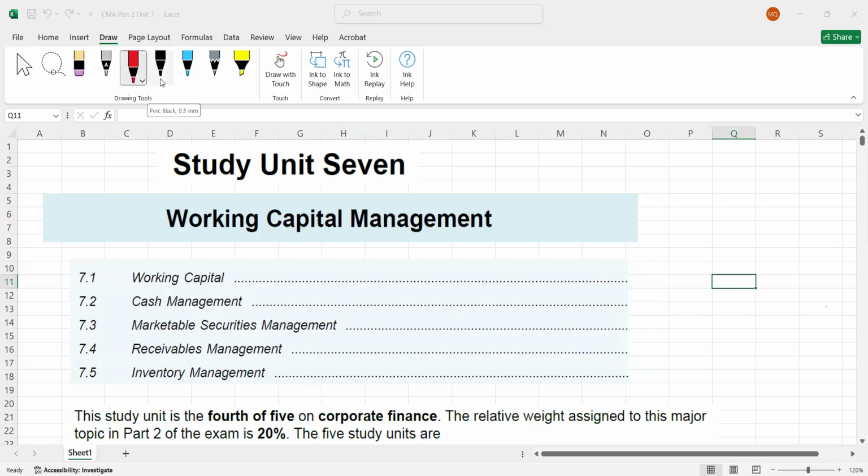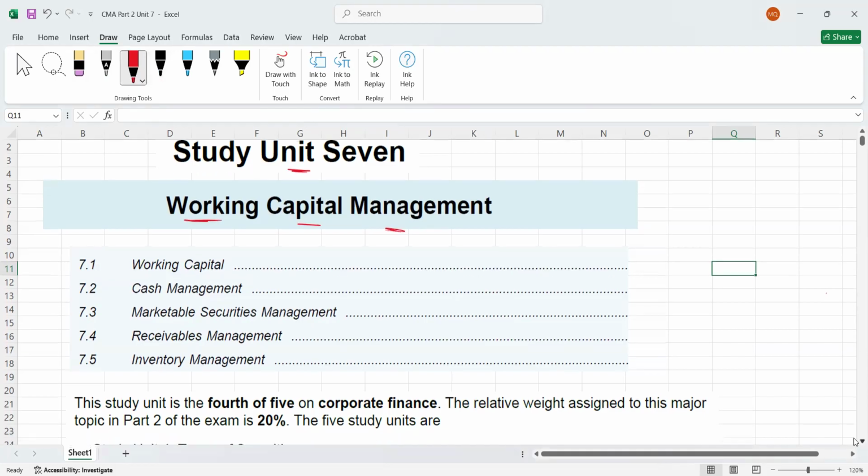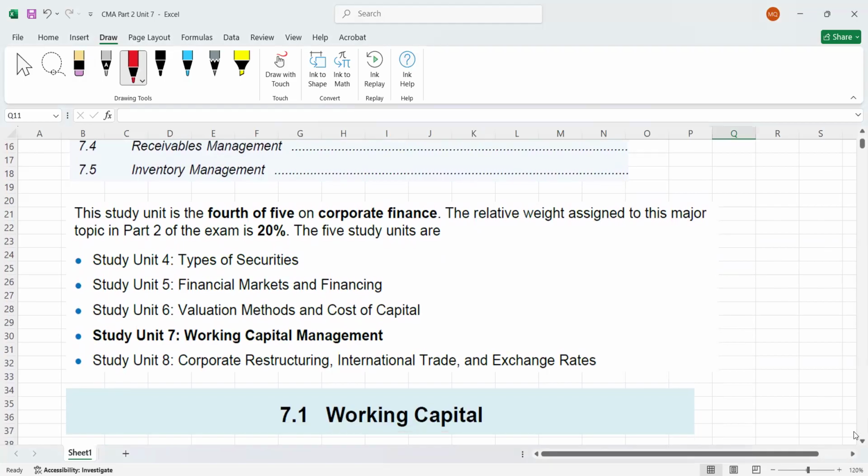So today we are going to talk about study unit 7. We'll start study unit 7, and unit 7 is working capital management. Please remember we are discussing the corporate finance section, and it is 20% of your exam. In the corporate finance section, we have units 4, 5, 6, 7 and 8. Units 4, 5, and 6 we have already covered, and 8 we have already covered. Now we are starting with 7, which is working capital management.